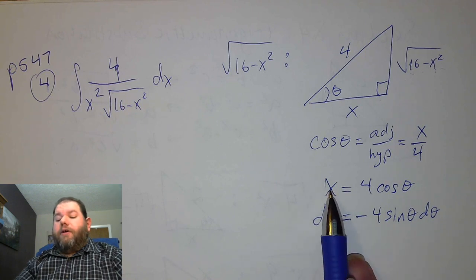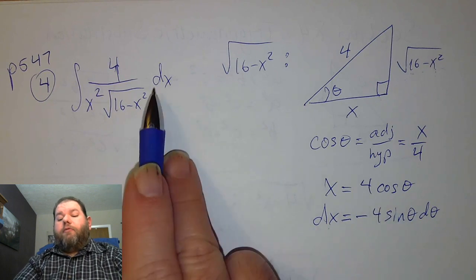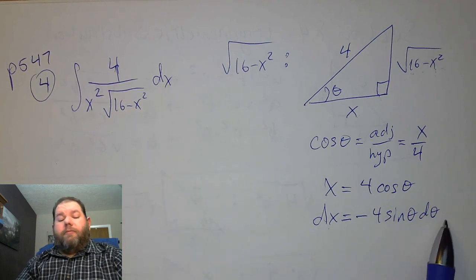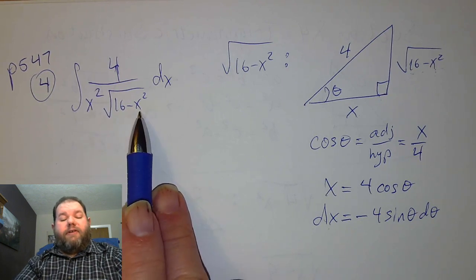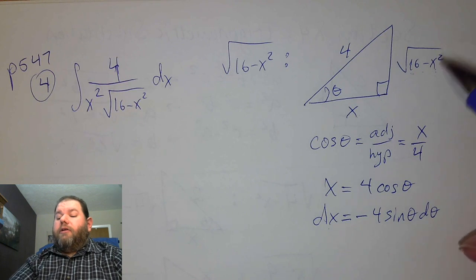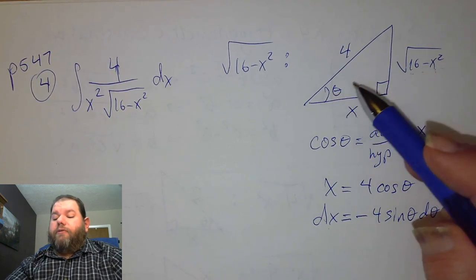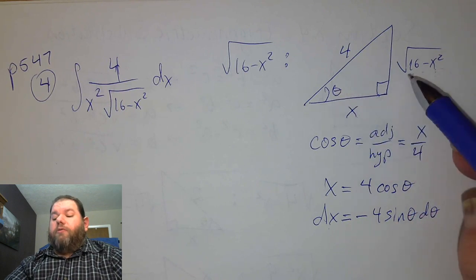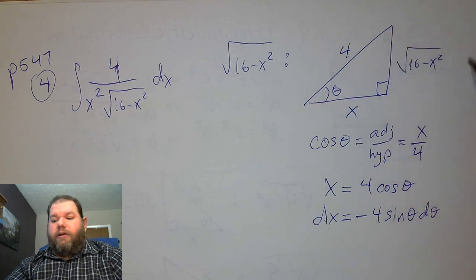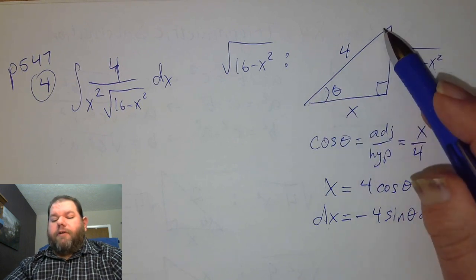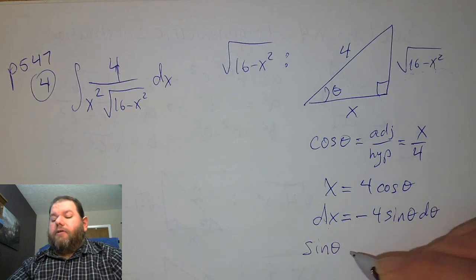The reason we need to find dx is that we'll replace x with 4 cosine theta, and we'll replace dx so it's in terms of d theta. We also need to find a replacement for the square root of 16 minus x squared. Now, going back to our triangle, we want to work with our angle theta, with our side with the square root of 16 minus x squared, and again with the constant side. So that would be opposite over hypotenuse, which is sine of theta.